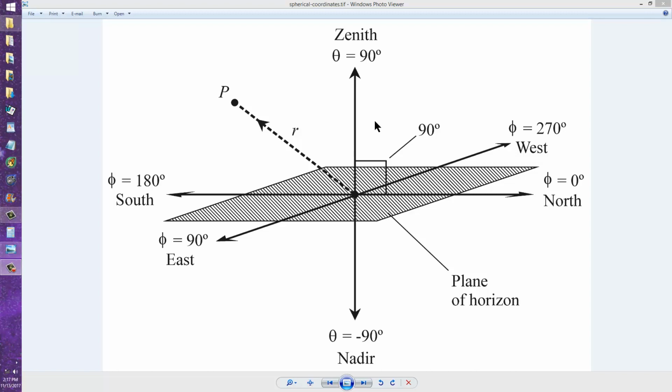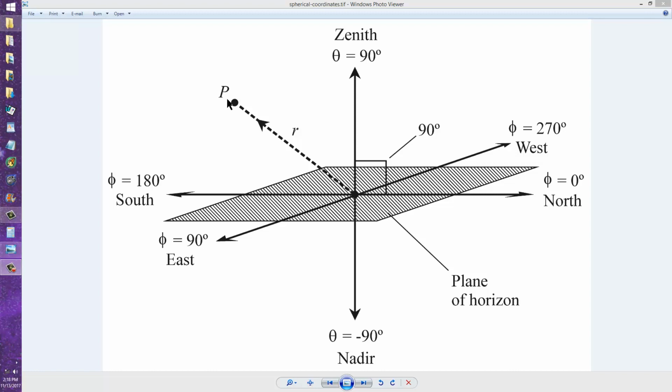90 degrees meaning that the zenith and the nadir are at right angles to the horizon, or the plane of the horizon. So you define the coordinates as theta, phi, and r in order to get the position of your point P. Now, of course, you could call this x, y, and z axes, and then define P according to coordinates x, y, z in a Cartesian three-space.